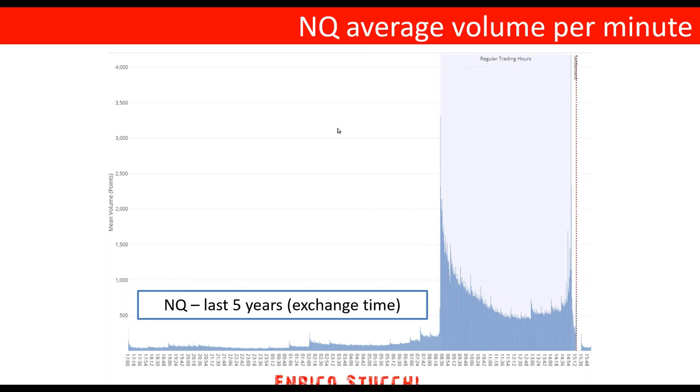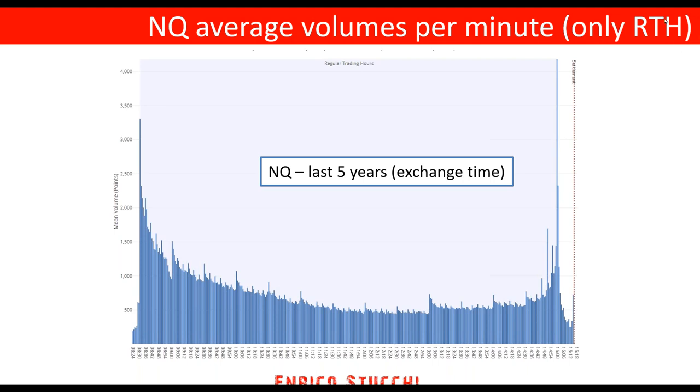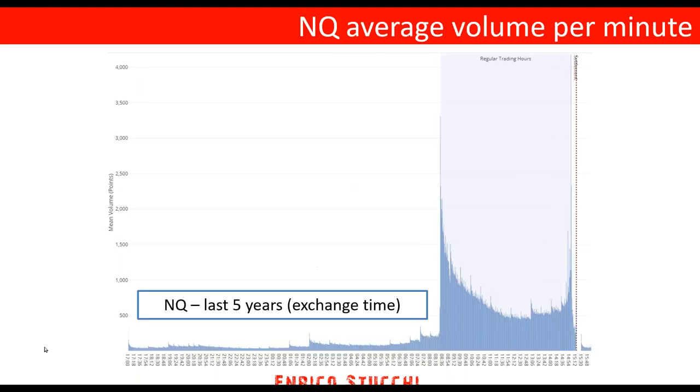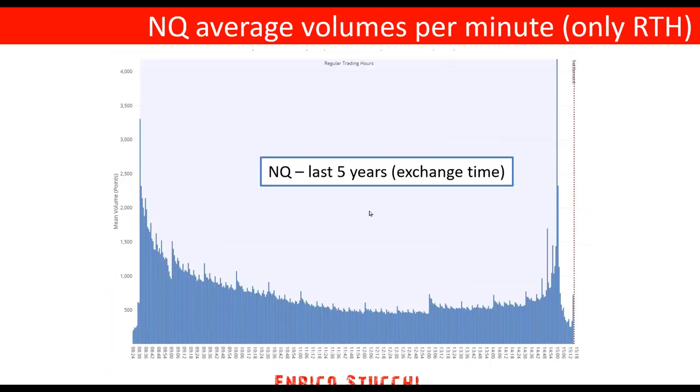Okay, look at this. This is the NQ average volume per minute. Now I have used exchange time. So this is Chicago. So here the volumes, you can see at 8:30 at the opening, the volume is very high, and at the close at 3 p.m., the volume is higher. This is the average volume per minute, only considering regular trading hours, because here we have also Asian and European sessions, okay? So you can see volume for Nasdaq.